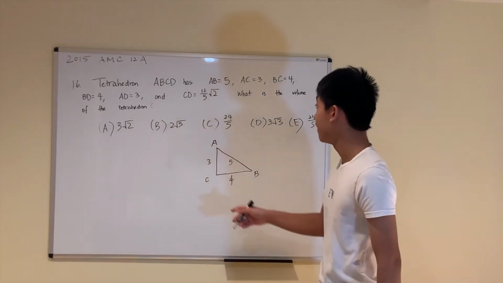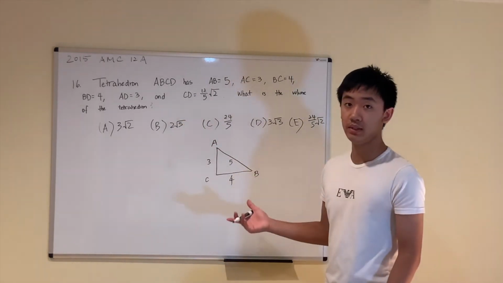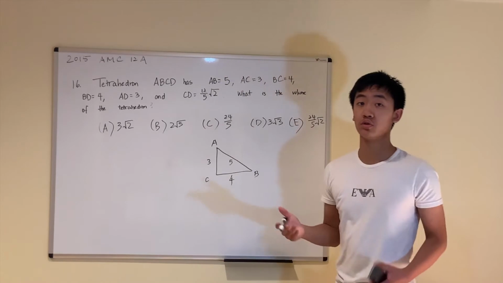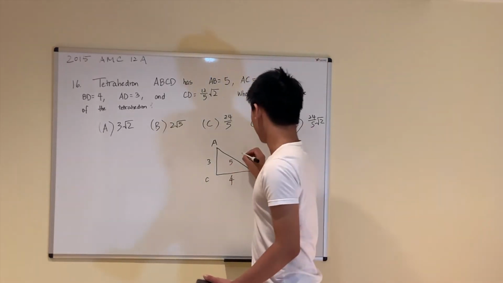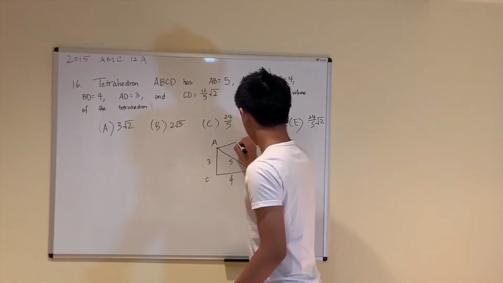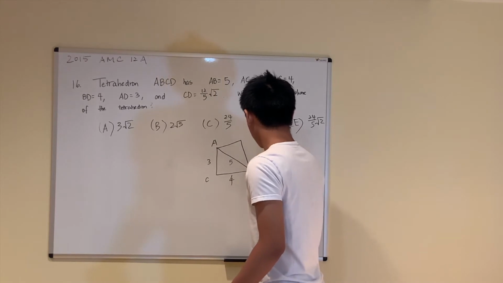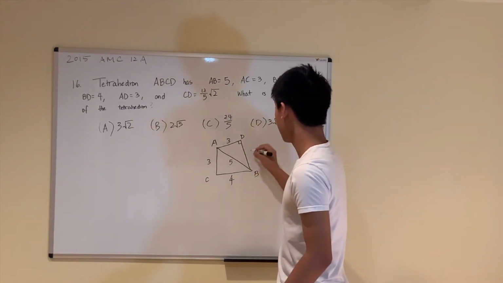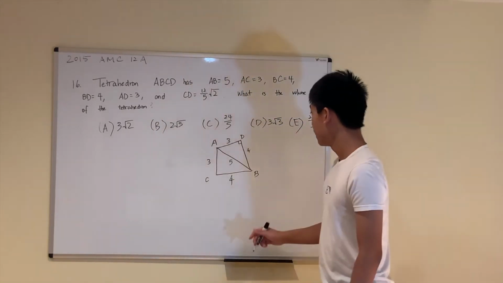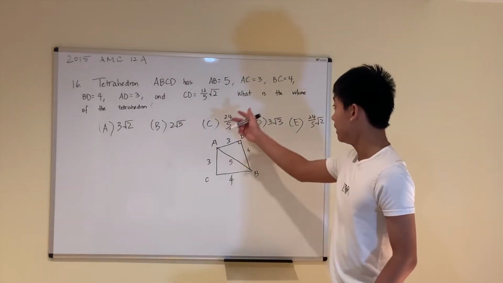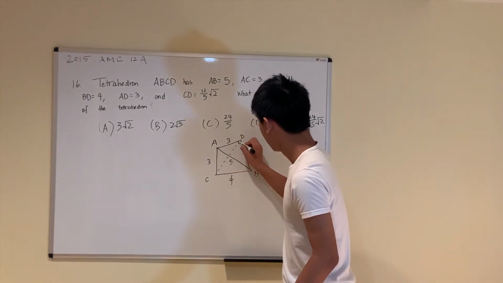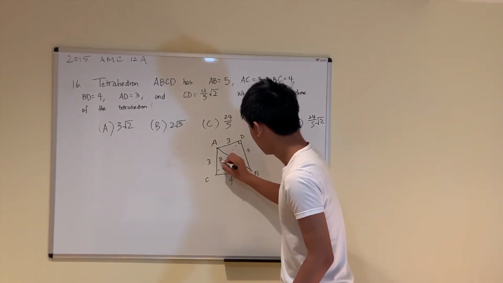And we also have AD equals 3, BD equals 4, and since AB is 5, then we know that ABD is also a 3, 4, 5 right triangle. So if we have point D over here, we can just put it right there. And we know that AD is 3 and BD is 4. And CD is 12 over 5 root 2, so we can connect those and label.